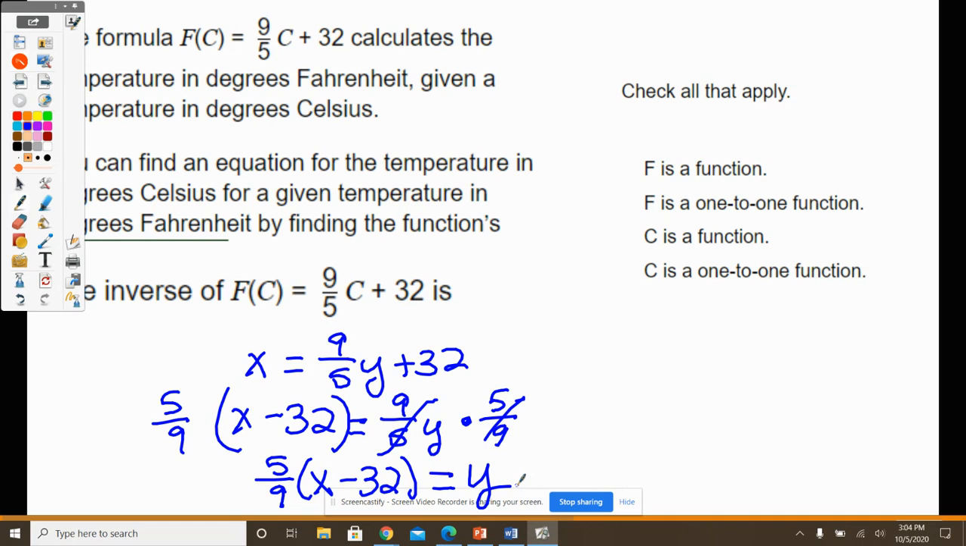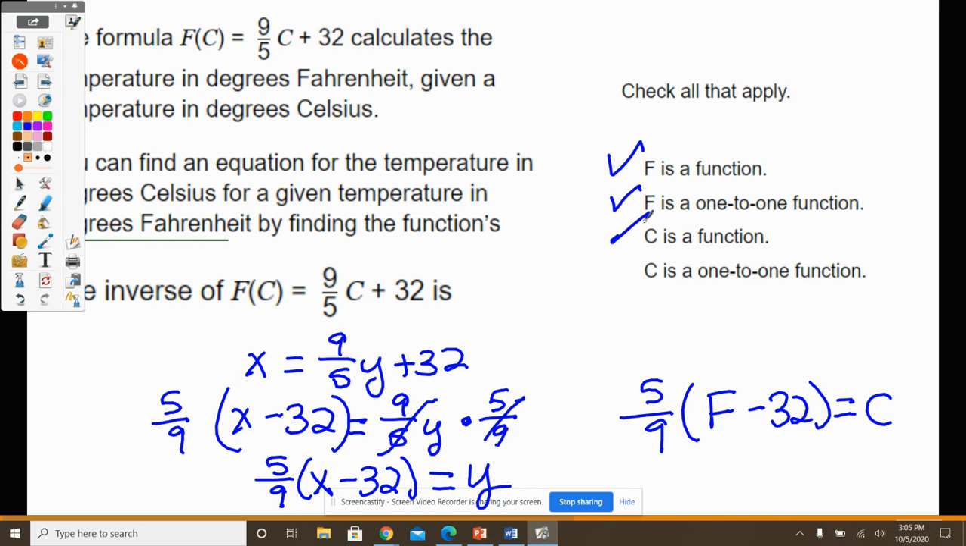Now, earlier we were plugging in Celsius to get Fahrenheit. This would be plugging in Fahrenheit to get Celsius. So that'd be 5/9 times (Fahrenheit minus 32) equals Celsius. Okay, is f a function? This first guy, yeah, it is. Is it 1-to-1? Yes, this is a graph of a line. So that means c would be a function, and c would be 1-to-1 as well.